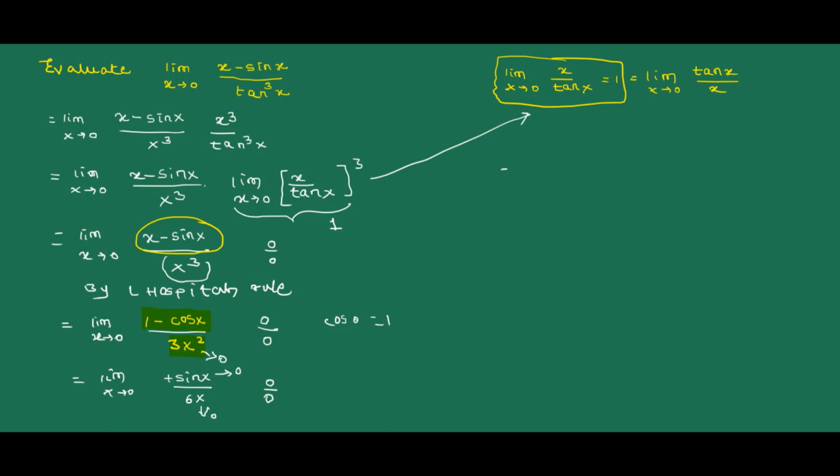So you have to use L'Hospital's rule again, that is limit x tends to 0. What is the differentiation of sine x? Differentiation of sine x is cos x, and in the denominator the differentiation of 6x is 6. Now put x is equal to 0 here. If you put x is equal to 0, you will get cos 0, and cos 0 value is 1, divided by 6, which is a finite value and which is the required limit.